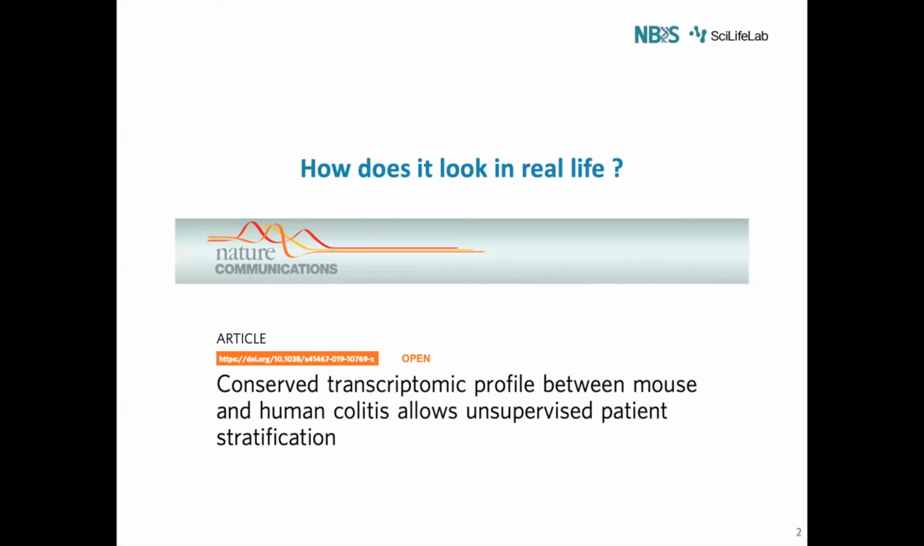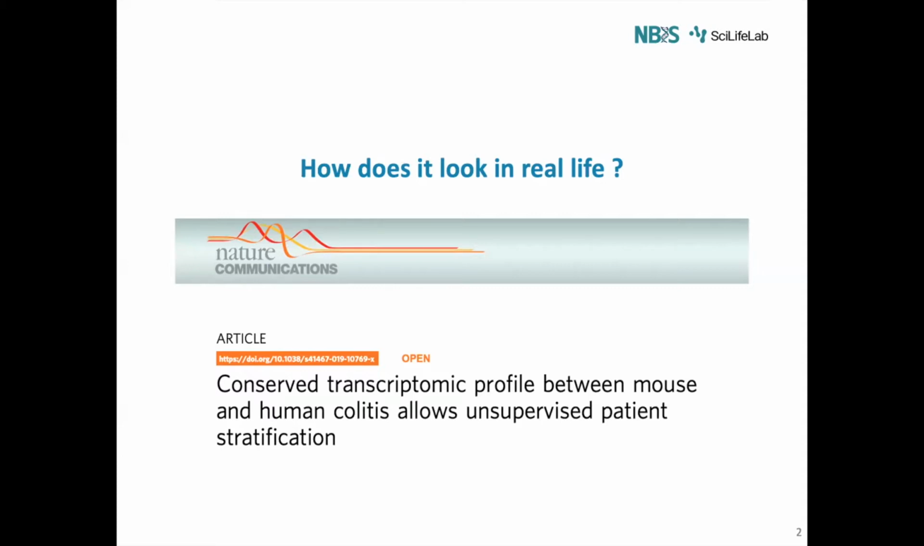So now we can go a little bit and read through this bioinformatics paper to see, now that you have been in this course for 4 days already, you will understand quite a lot. So let's go a little bit on this. The title for this one, which is the data you're using, is Conserved Transcriptomic Profile Between Mouse and Human Colitis Allow Unsupervised Patient Stratification.